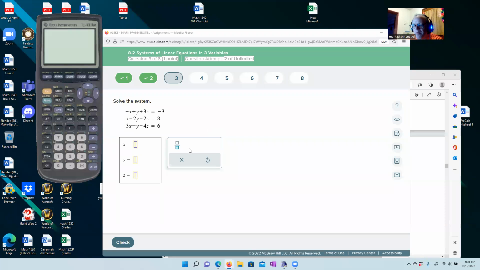All right, so welcome back to pre-calculus. We are working on three systems here. This is like the actual first one we have to do the whole way through. So let's go ahead and show you what that looks like.